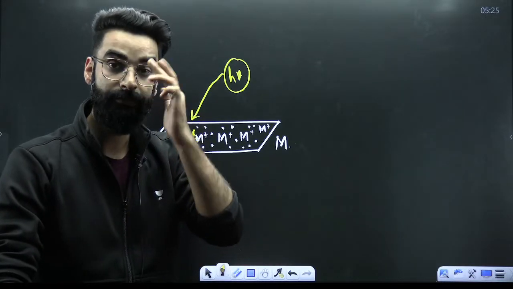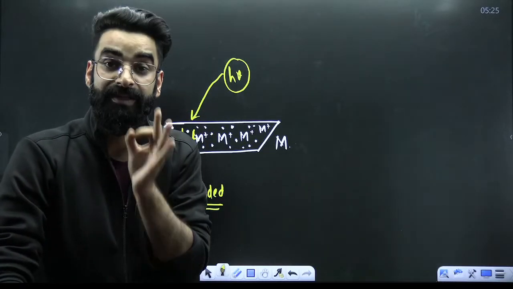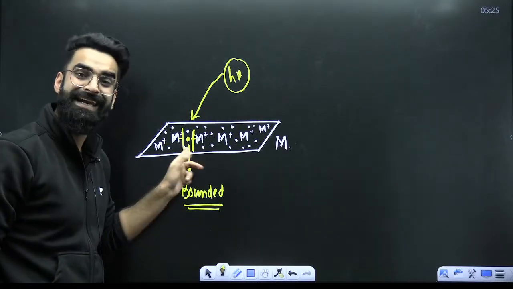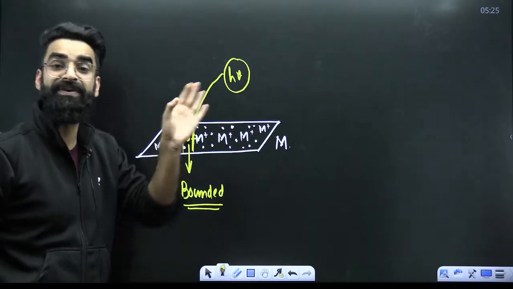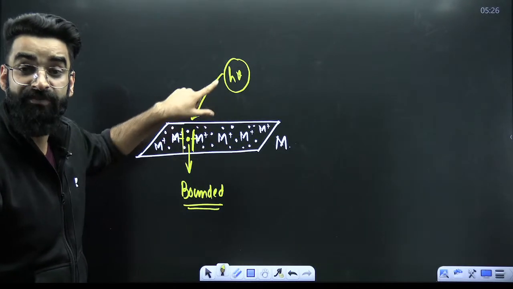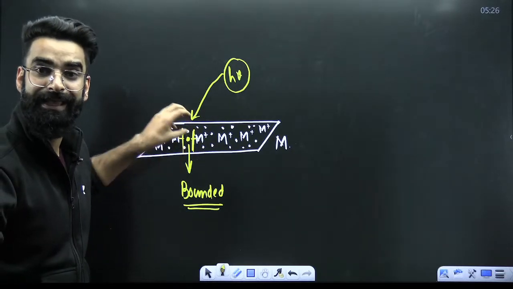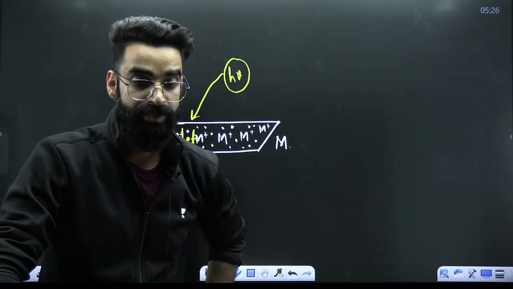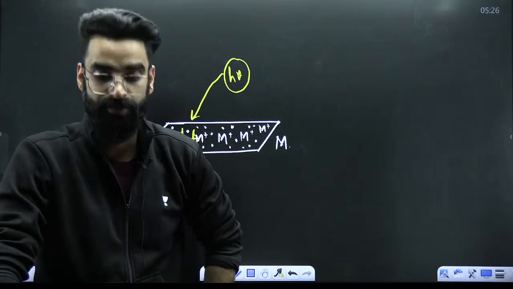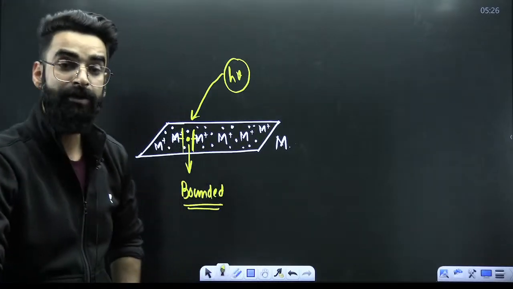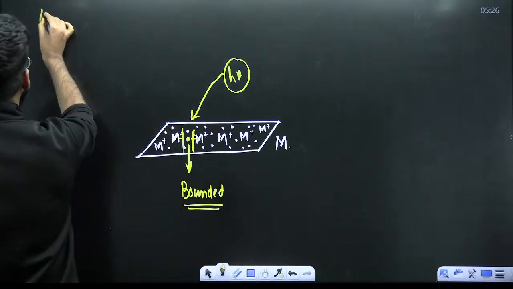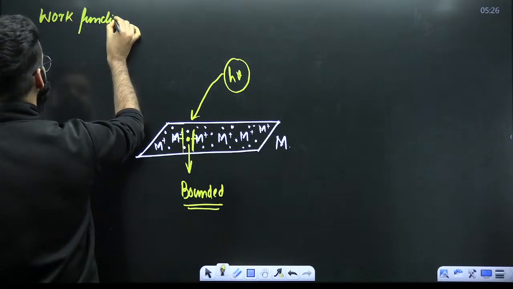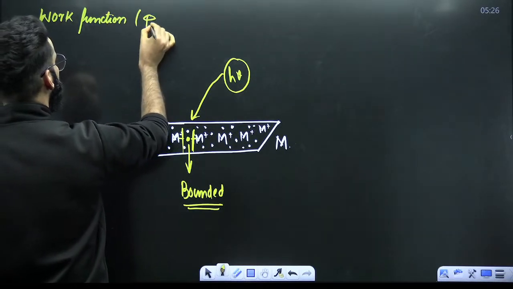Let me tell you, the minimum energy which is needed to take the electron out from the surface of the metal is something which you call as work function or threshold energy. There's a term called work function, which is denoted by phi naught.